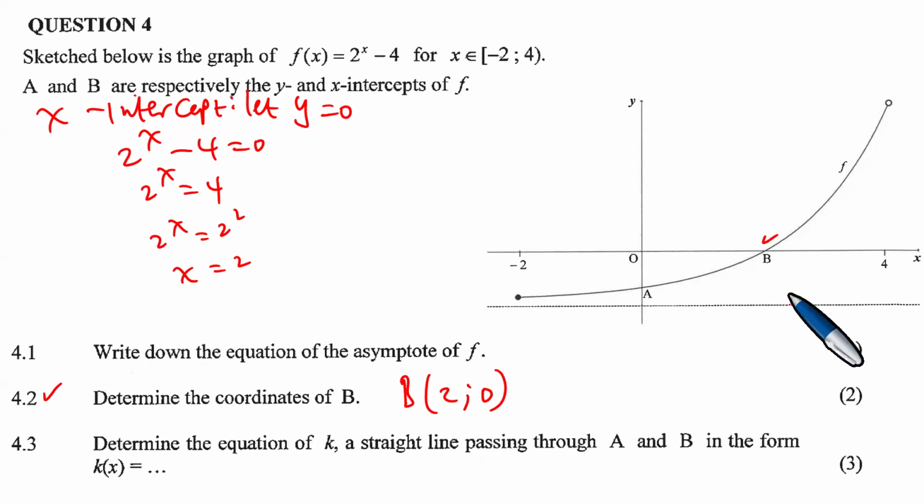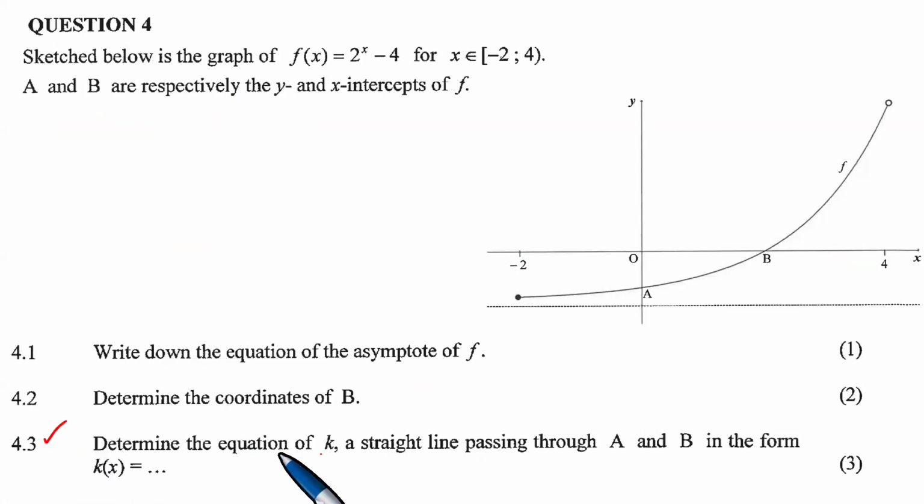And we found the coordinates of B: 2 and 0. Next question. In 4.3, we want to determine the equation of K, a straight line passing through A and B. We've already seen that the coordinates of B are 2 and 0, but we do not know the coordinates of A yet. We can see that A is clearly the y-intercept.